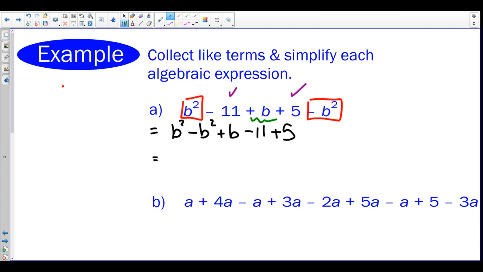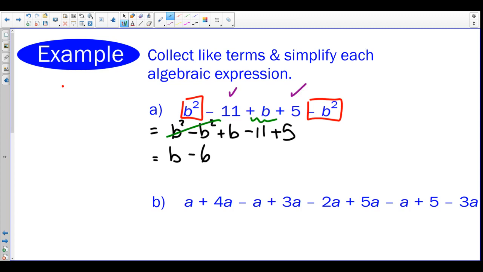Then we'll simplify. b squared minus b squared. If you take anything and you subtract it from itself, you get nothing. So we get 0b squared, so we don't have to write it out. This just turns into nothing. We have plus b, so it's just plain old b. And then we have negative 11 plus 5. That's minus 6. All of that turns into b minus 6.